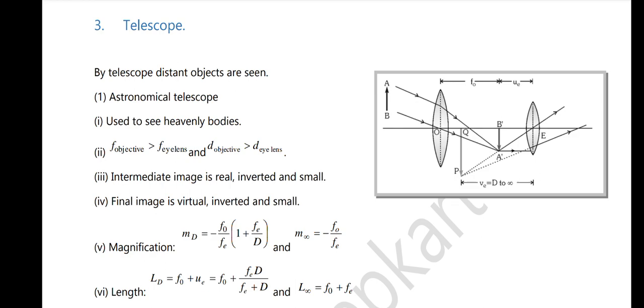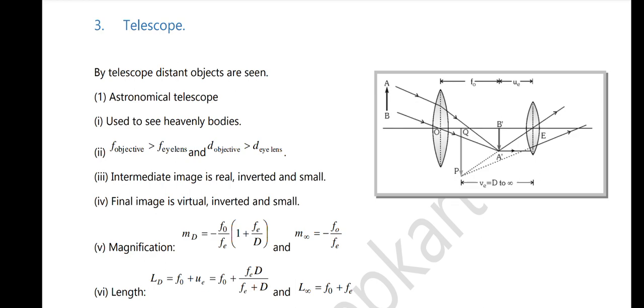So the far object is lesser than the distance of the eye lens, that is, the object distance is lesser than the distance of the eye lens. So the intermediate image is real. The intermediate image that we get is real, inverted, and small. The final image that we get is virtual, inverted, and small. This is the image we get here.